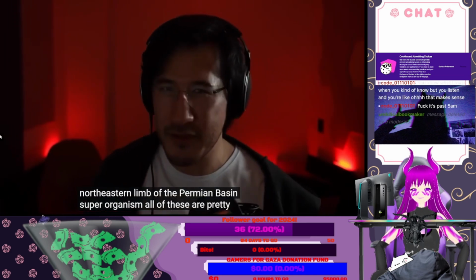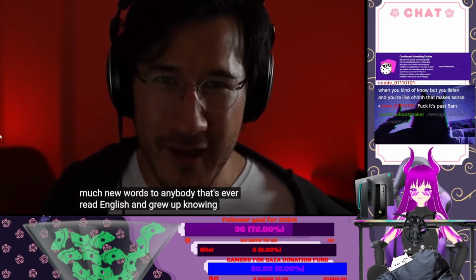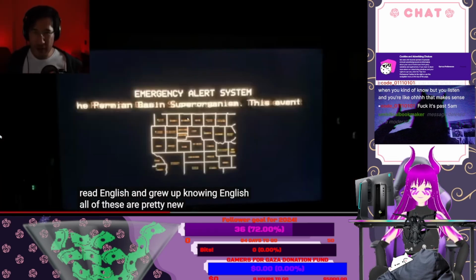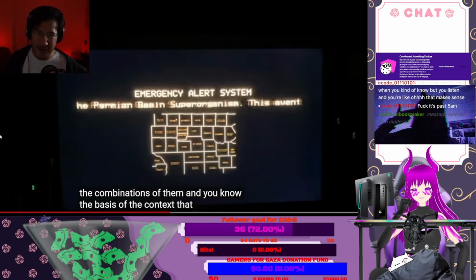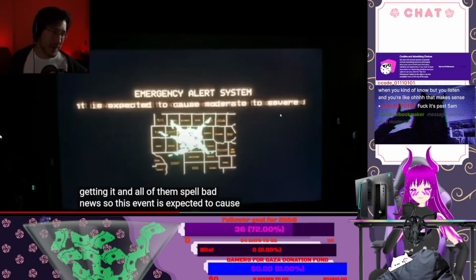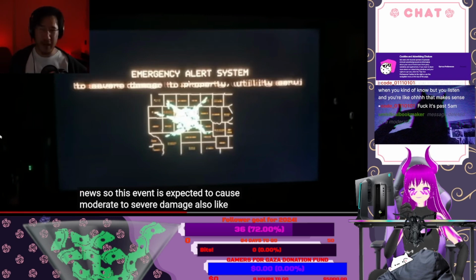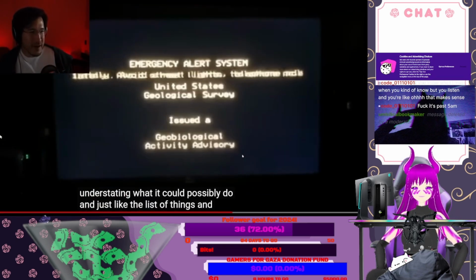All of these are pretty much new words to anybody that's ever read English and grew up knowing English. All of these are pretty new, but you know the combinations of them and you know the basis of the context that you're getting it in. And all of them spell bad news. This event is expected to cause moderate to severe damage, which is also understating what it could possibly do.